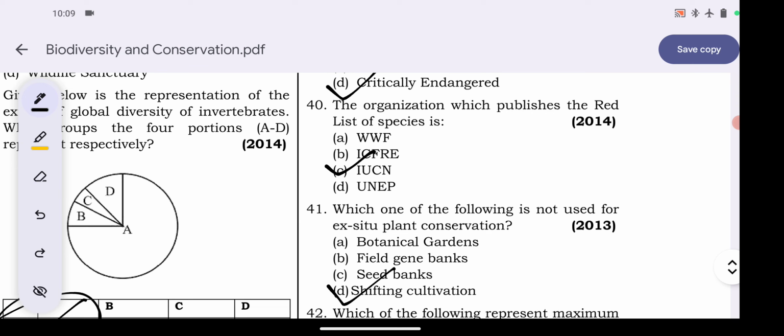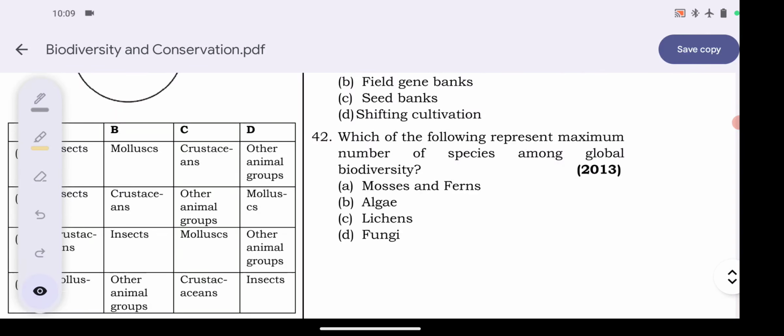Question number 42, the last question of this chapter. Which of the following represents the maximum number of species among global biodiversity? Mosses, ferns, algae, lichens, fungi. And here also the answer will be option D, fungus. Explanation: the overall number of fungal species in the globe exceeds the total number of fish, amphibians, reptiles and mammals combined. So D option is the correct one. And with this we have completed a total of 42 questions of this chapter, Biodiversity and Conservation.